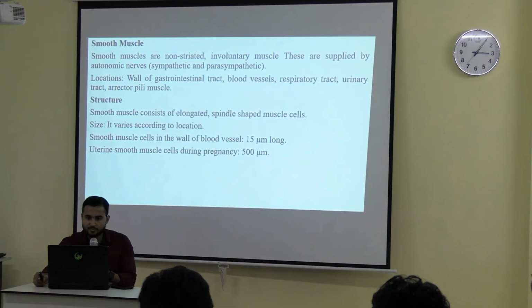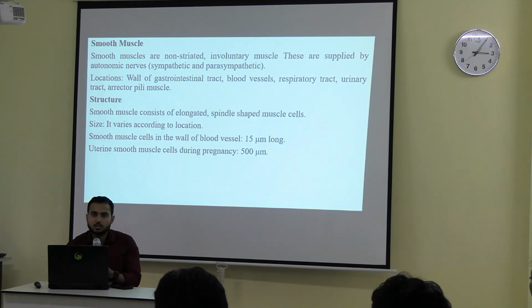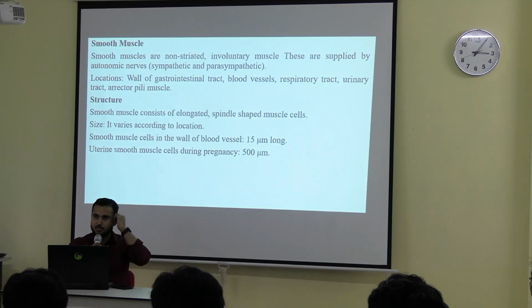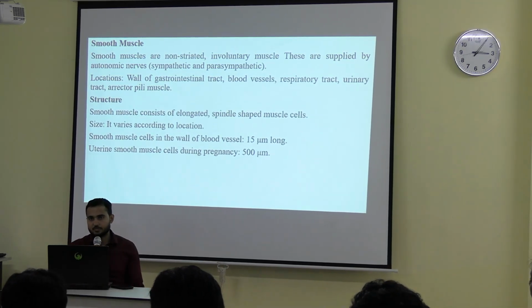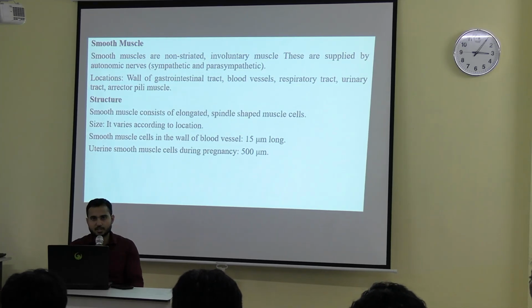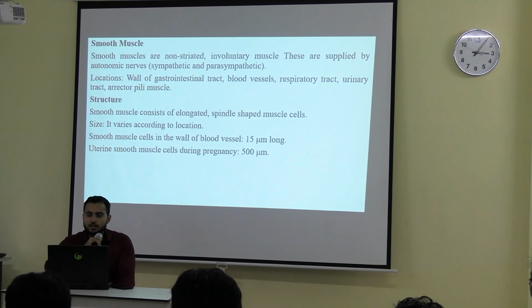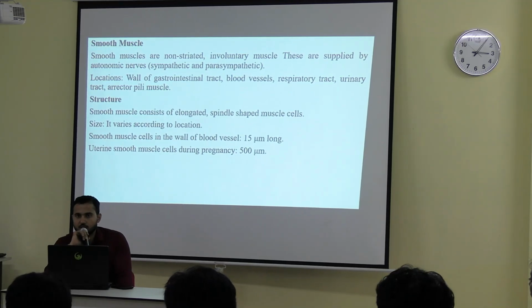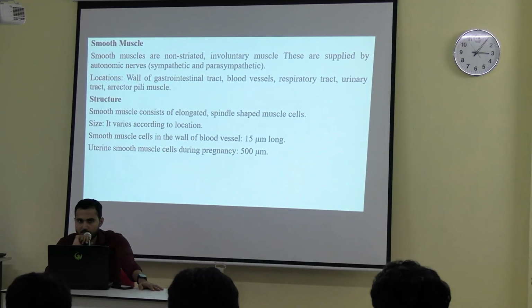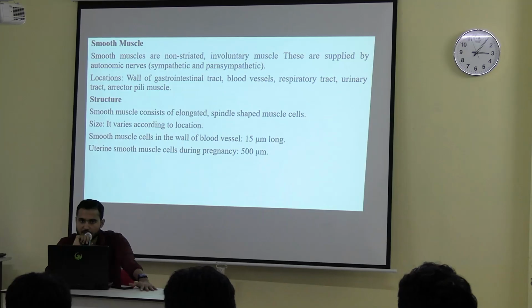Next is the smooth muscle fibers, the last one. So the smooth muscle fibers are also called non-striated fibers. Now again, they are involuntary in nature because they are controlled by the autonomic nervous system.